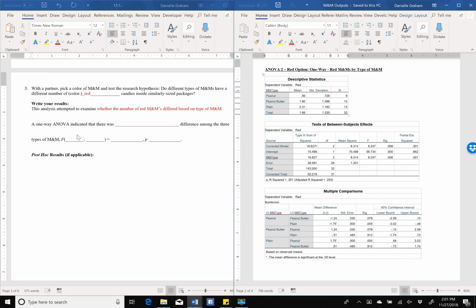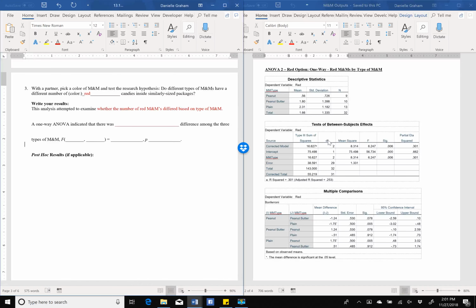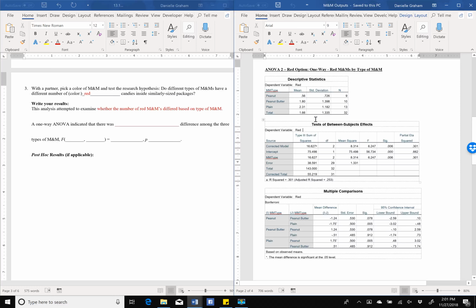To fill in the degrees of freedom information, we're going to come to our tests of between-subjects effects table. So this one right here. In this table, we really want to isolate our independent variable. And so we are going to ignore the information from these top two lines. Let me put those in red so I know to ignore them. We're also going to ignore the information from these bottom two lines.